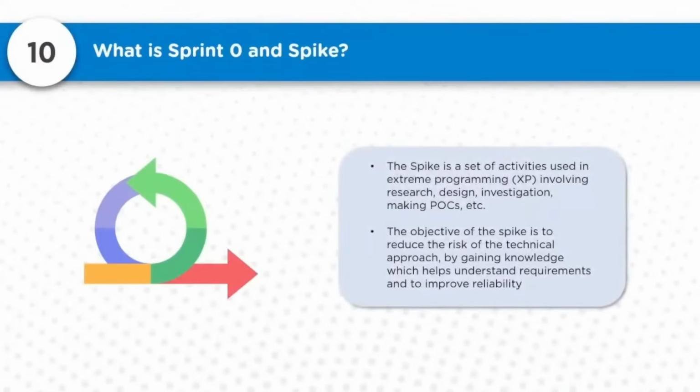Speaking about the spike, a spike is a set of activities used in extreme programming. I think this was introduced there, in extreme programming, which is one of the agile methodologies. It involves research, design, investigation, making proofs of concept, etc. The objective of a spike is to reduce the risk of a technical approach by gaining knowledge, which helps in understanding requirements and improving reliability. The more aware we are and the more clarity we have, the easier taking the next step becomes. So you can take informed decisions.